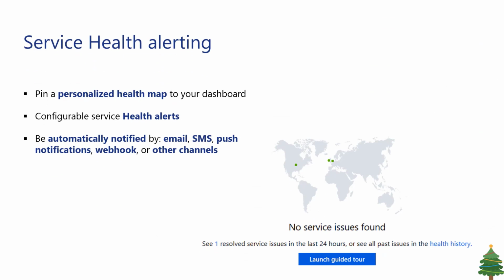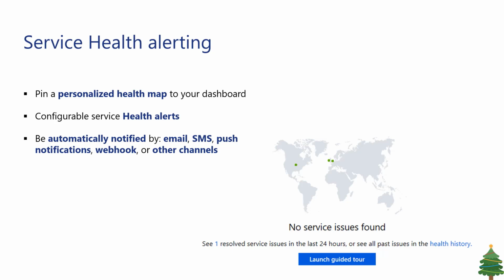So, service health alerting. For alerting, first of all, you can pin a personalized health world map to your portal dashboard, which, for example, only shows issues for your business critical subscriptions, regions, and Azure resources. Simply said, you just select only what you want to see, and when there is an issue, a dot on the world map will turn red, and you know there's something wrong, and you need to take a look at it.